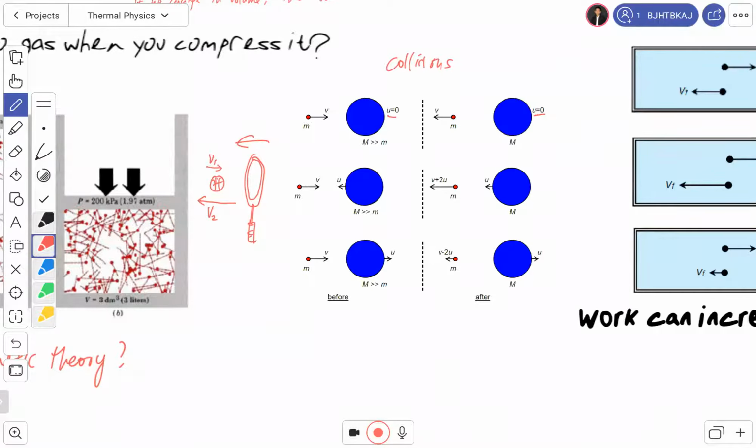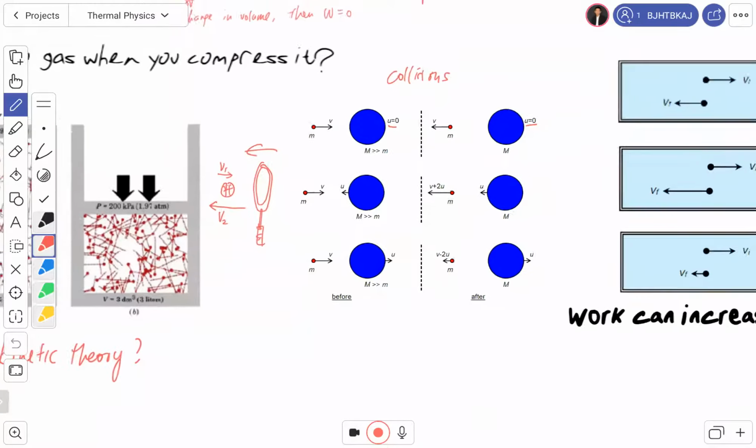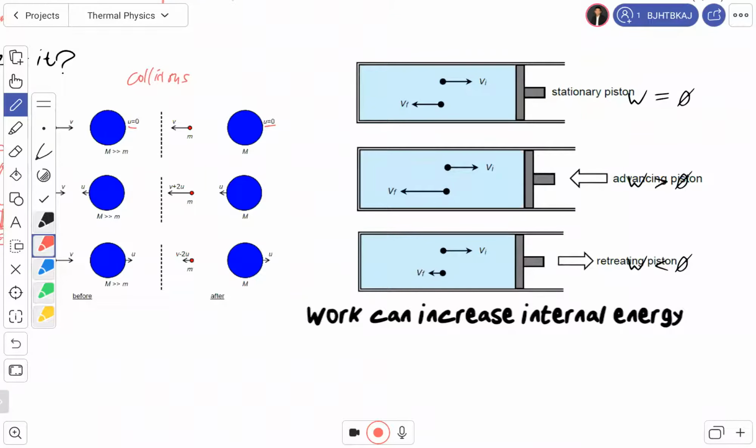All this is trying to drive at one conclusion, which is what will happen to the molecules in the event that you are moving the piston. There are two ways you can move the piston. One is you compress it, so you're moving the piston towards the oncoming molecule. The other is you pull the piston backwards. So one corresponds to compression, one corresponds to expansion.